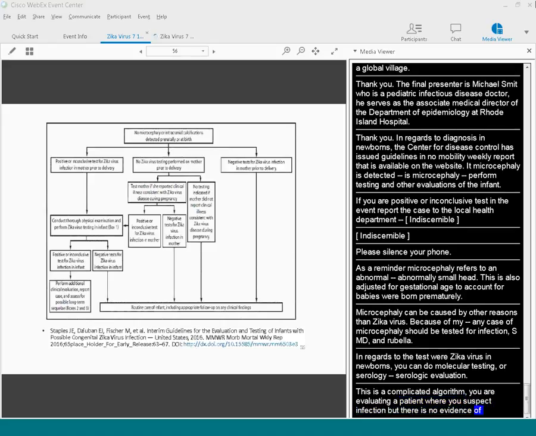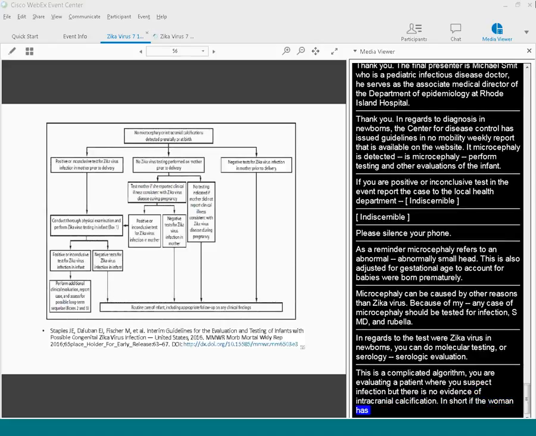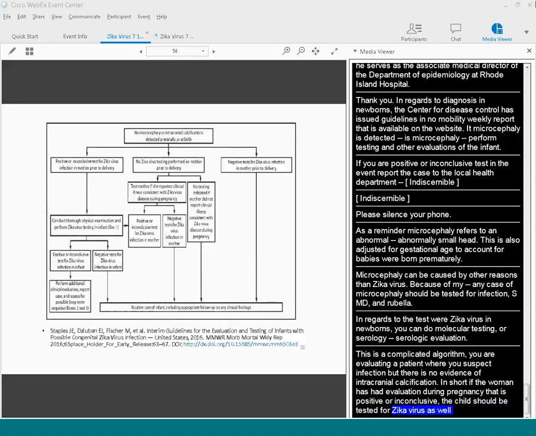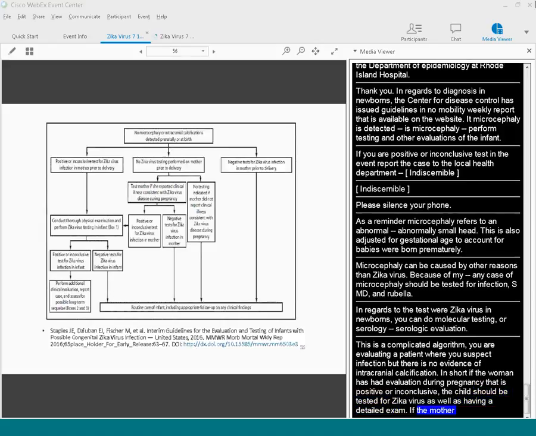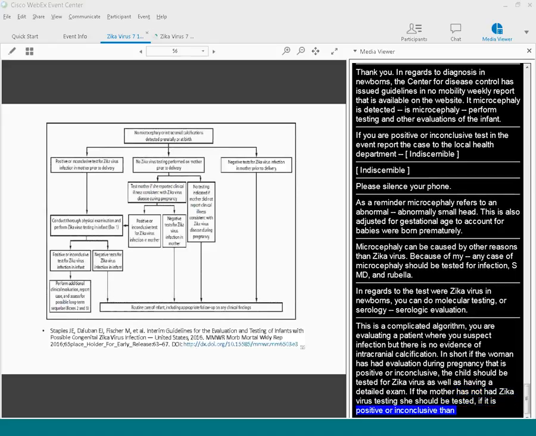In short, if the woman has had evaluation during pregnancy that is positive or inconclusive for Zika virus, then the child should be tested for Zika virus as well as having a detailed physical exam. If the mother has not had Zika virus testing, then she should be tested. If it is positive or inconclusive, then again the child should be tested. If it is negative, then the child should be evaluated as any other newborn for any other problems.